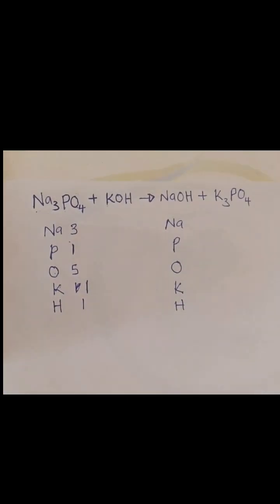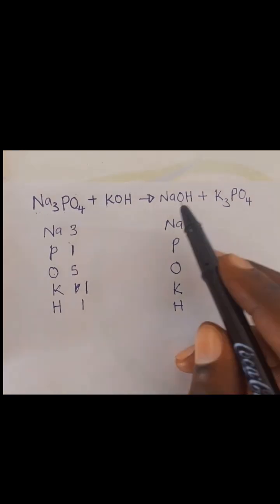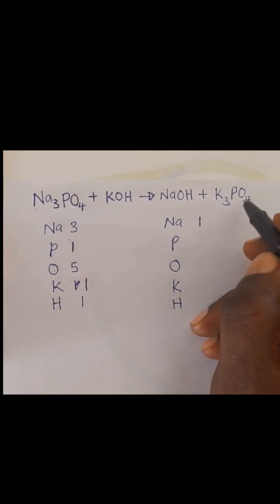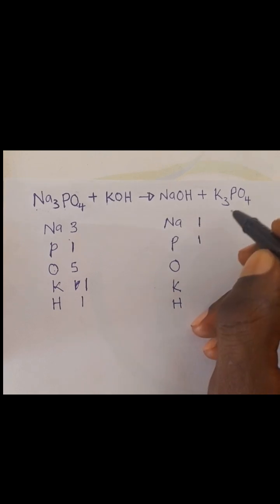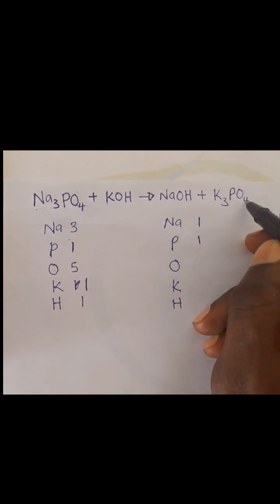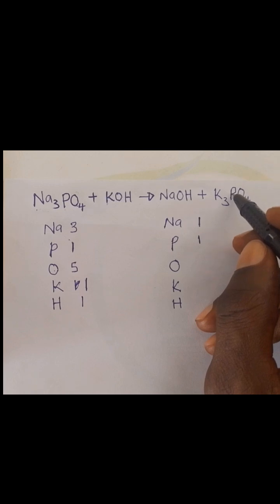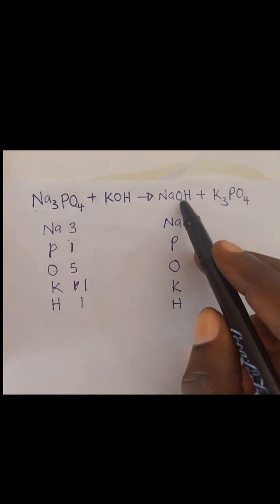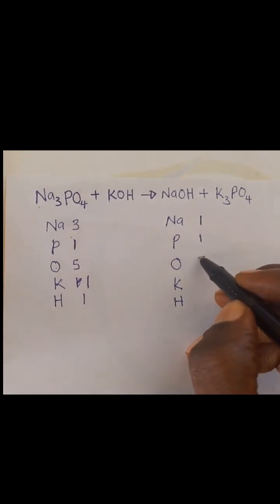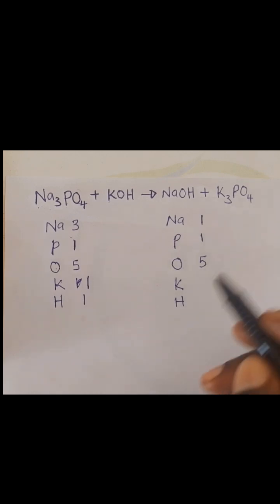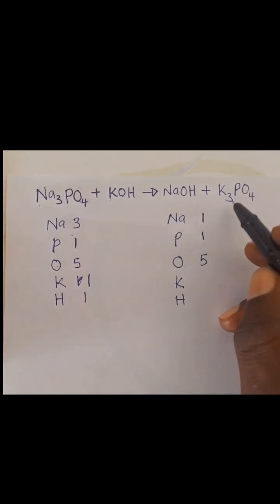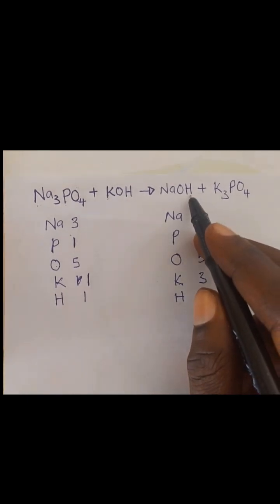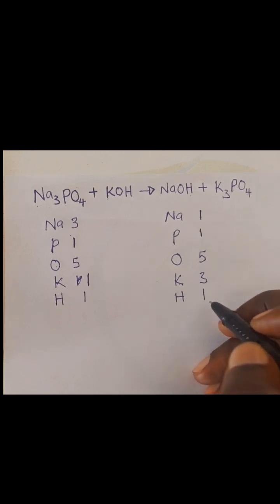All right. Going to the right side, we have one sodium. I'm going to write 1 here. We have one phosphorus, okay? Notice that this 3 is for potassium and this 4 is for oxygen. So phosphorus only has 1, which is this one I've written here. Oxygen is 1 plus 4, and that's 5. Now for potassium, we have 3 potassium atoms, and the hydrogen is just 1. So I will put the 1 here.